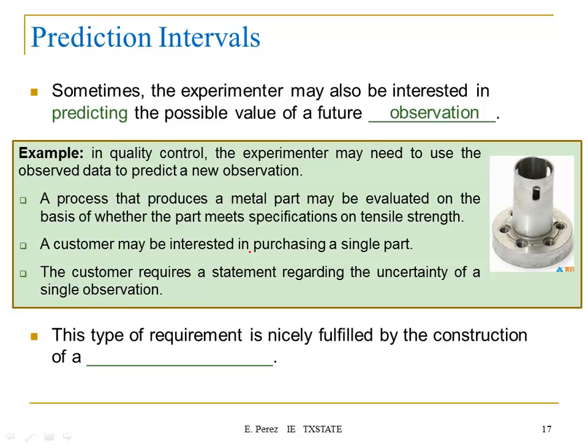So in quality control, we might need to predict the next observation, what will happen, in order to see if we need to go and perform corrective maintenance on one of the machines, or if we can wait a little bit. For example, a process that produces a metal part may be evaluated on the basis of whether the part meets the specification of strength. So this is a different type of testing. A customer may be interested in purchasing a single part. The customer requires a statement recording the uncertainty of a single observation.